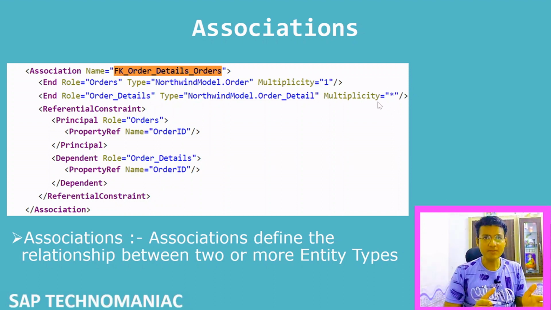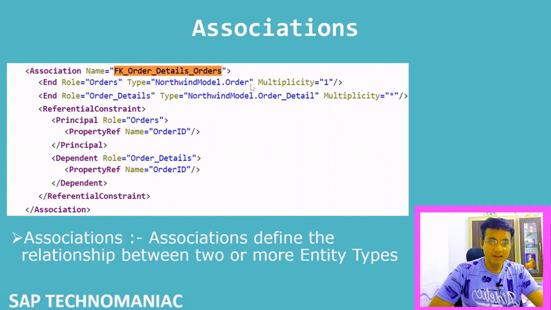This is the same as cardinality in SAP. It is just defining, for one entity type, how many records can exist based on one record in another entity type. So that is the relation they are establishing.